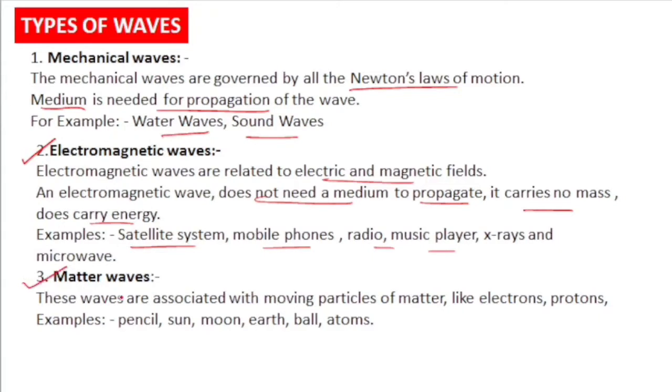Then the third one is matter waves. Matter here means it is related to moving particles. These waves are associated with moving particles of matter like electrons. Every matter is made up of what? Molecules. Molecules are made up of atoms, and atoms are made up of electrons, protons and neutrons. So these waves are only generated when these particles are moving. When electrons, protons, all these particles are moving, then matter waves are produced. For example, the sun, moon, earth, ball, atoms, pencil, when in motion, a matter wave is produced.